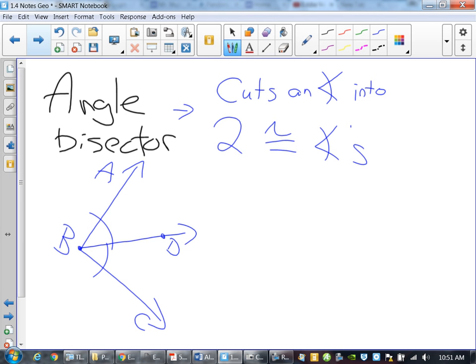So if this was 48 degrees, what is that one? 48 degrees. And what's the whole thing then? 96 degrees. Yep. That's all it is. It's the exact same stuff.